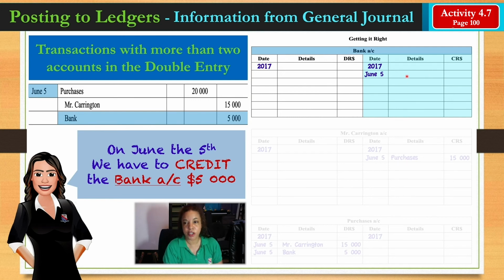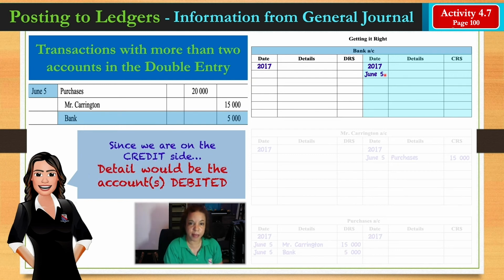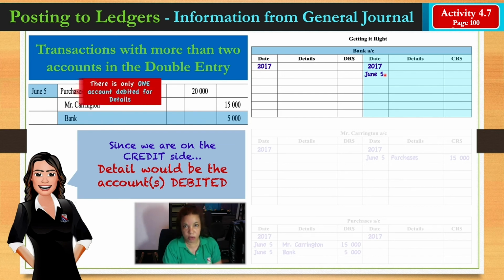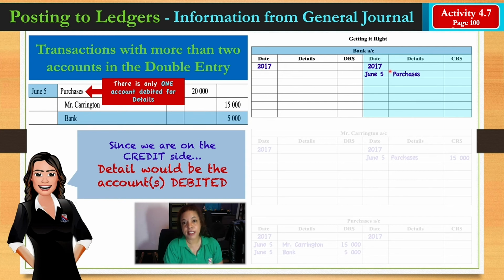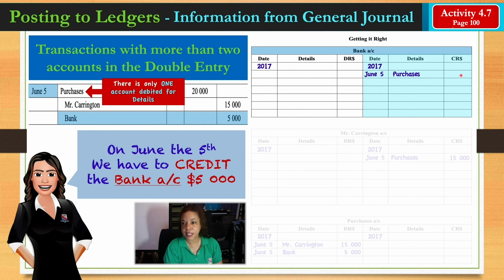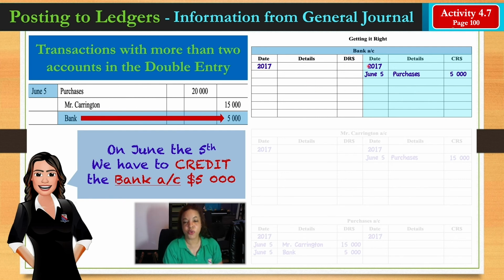And on the credit side, we have June the 5th. The detail, since we are on the credit side, would be the account that was debited. As we saw before, the only account that was debited in this transaction is your purchases account. So your detail is once again going to be purchases. And the amount, remember how much did we say we were going to put into our bank account? $5,000. So this amount is not going to be the 20,000. It's going to be the 5,000 that is next to your bank account. So 5,000. And this is where you have now posted to your bank account.